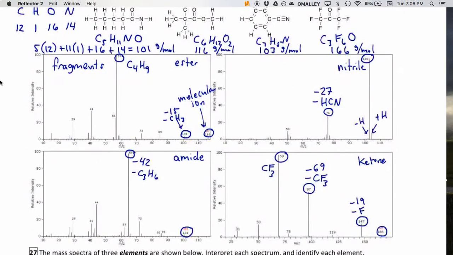In this case, we are strictly focusing on looking at the molecular ion peak. That's the most important thing you should take home from this. That gives you the molar mass of the molecule. And that's how we use mass spec to identify what molar masses are.